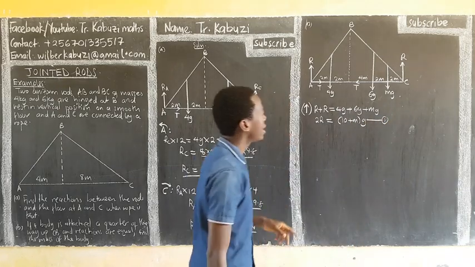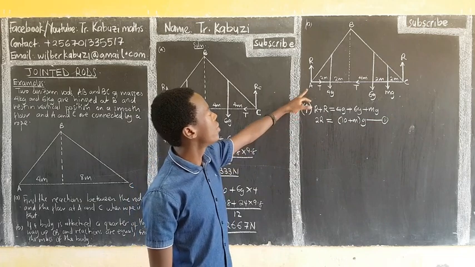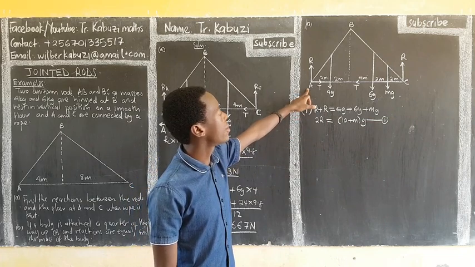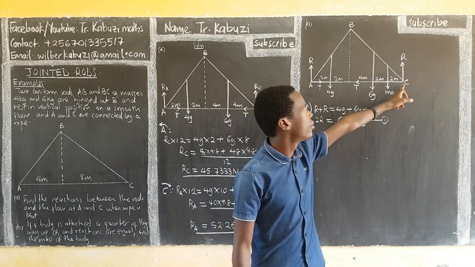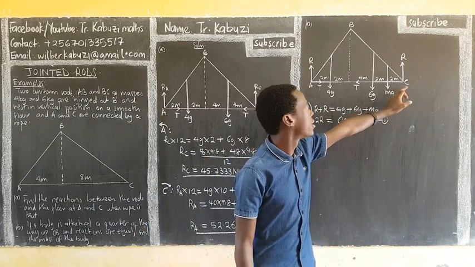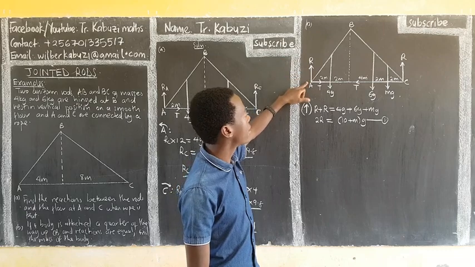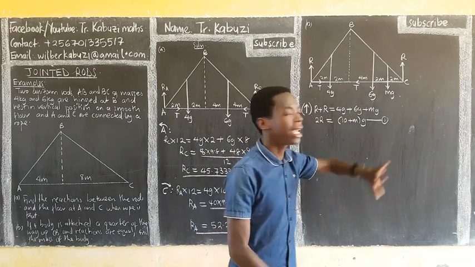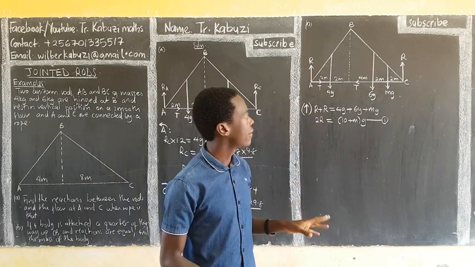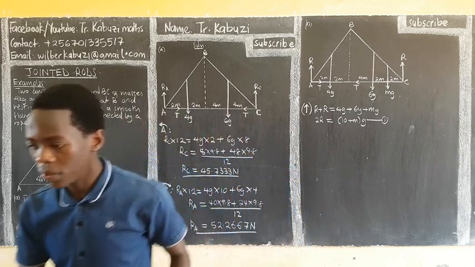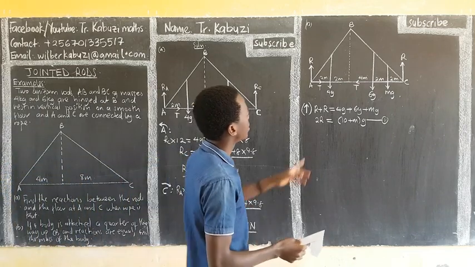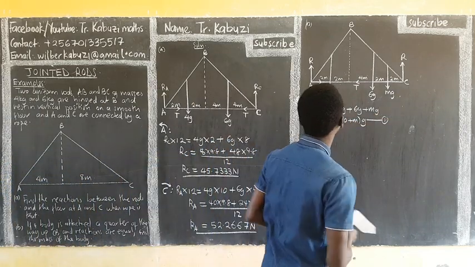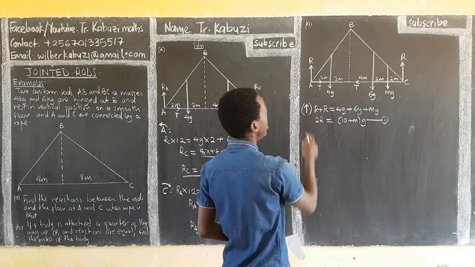The other one is to get moments. To get the reaction here, you either take moments here or you take moments here. Either way is okay, it's going to be the same. Let me get started, I can show you. Okay, so now I'm going to take moments. You can take them here or here. Let me choose A.